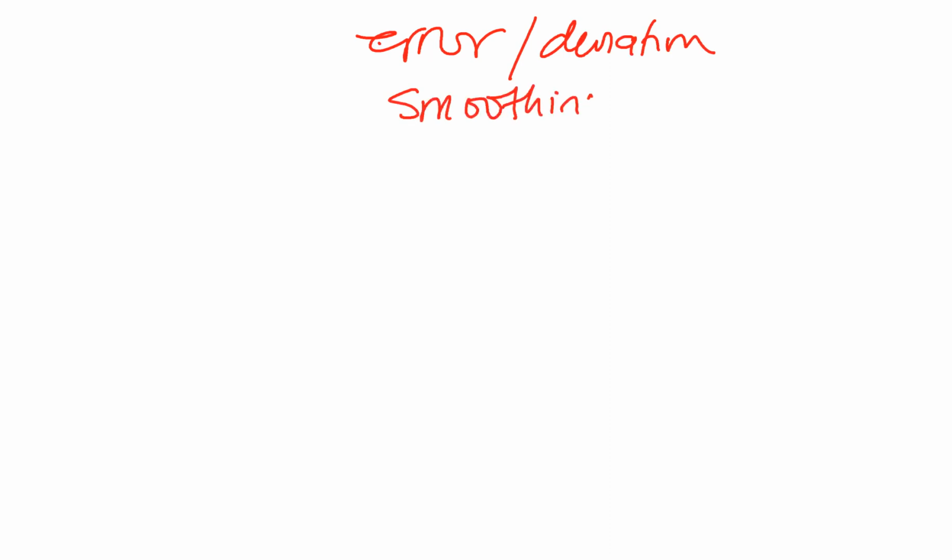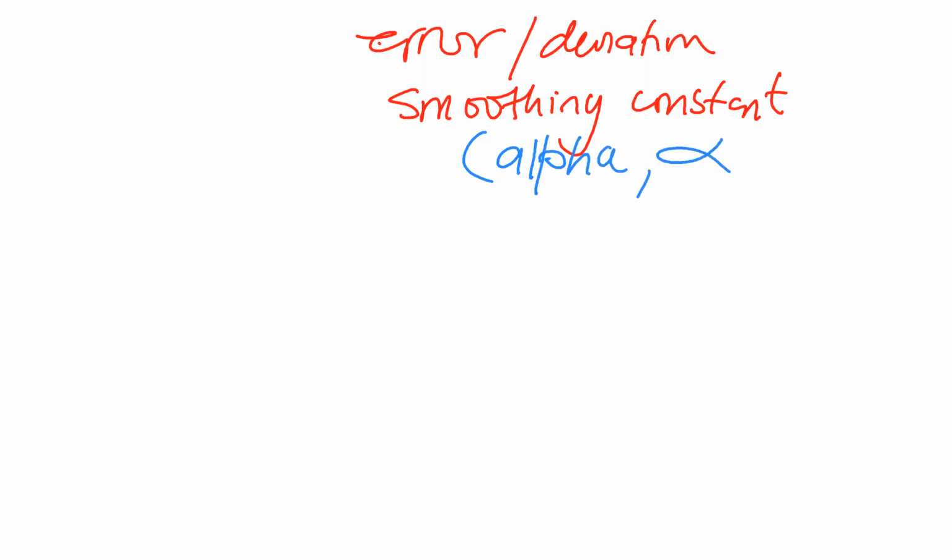So we introduce two concepts, error, use a different color. Introduce the concept of an error or deviation and a smoothing constant. Now the smoothing constant goes by the name alpha. And it carries the symbol, it's a sideways Greek looking letter.